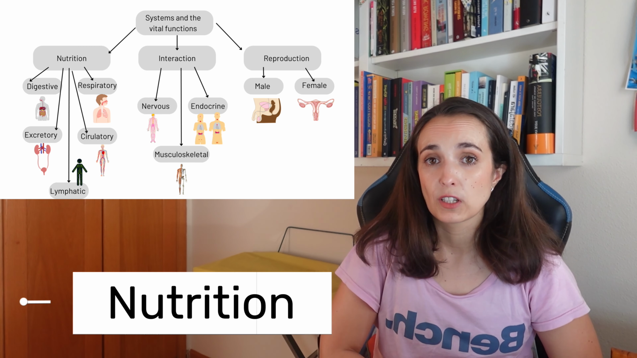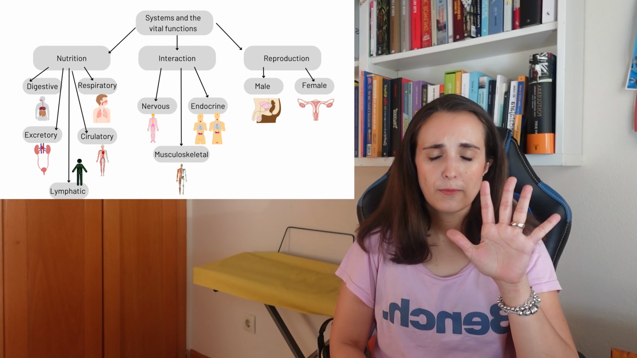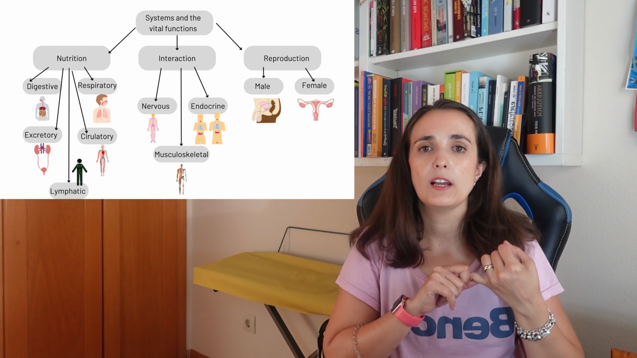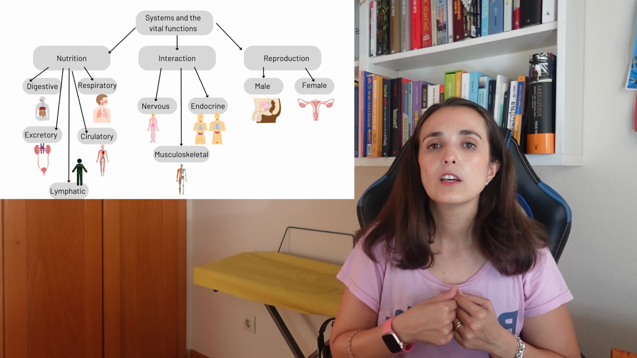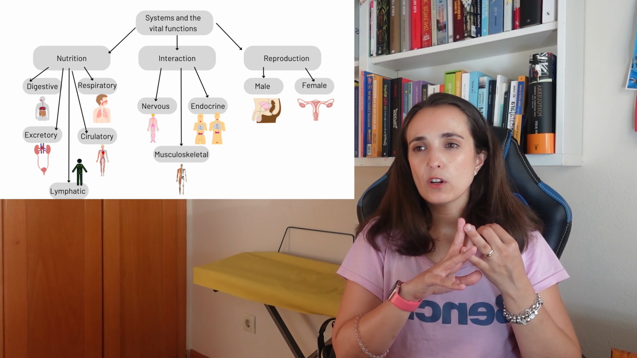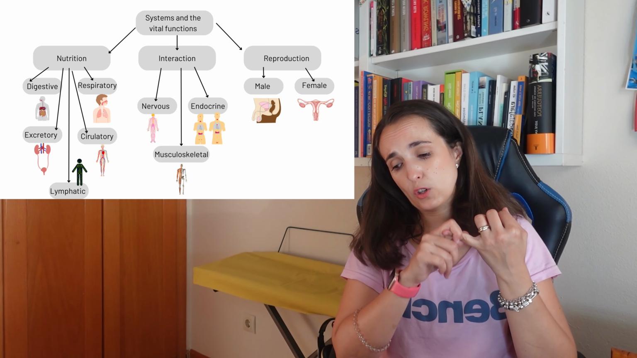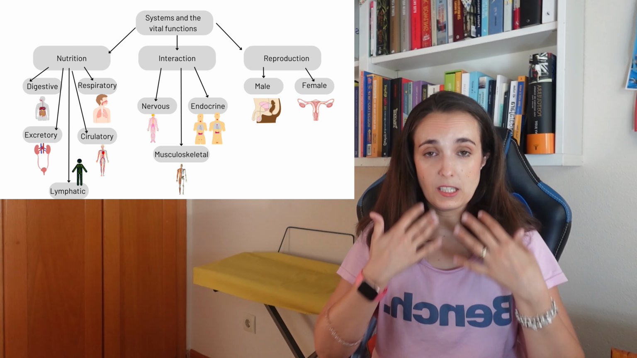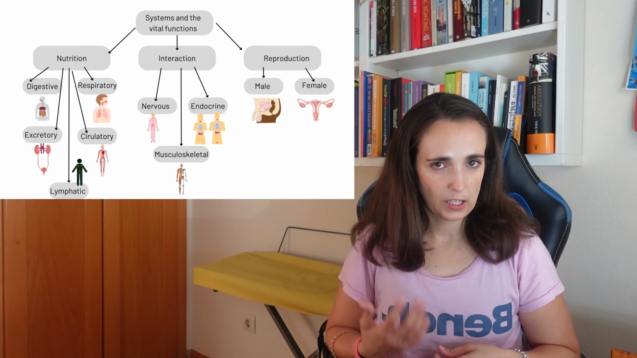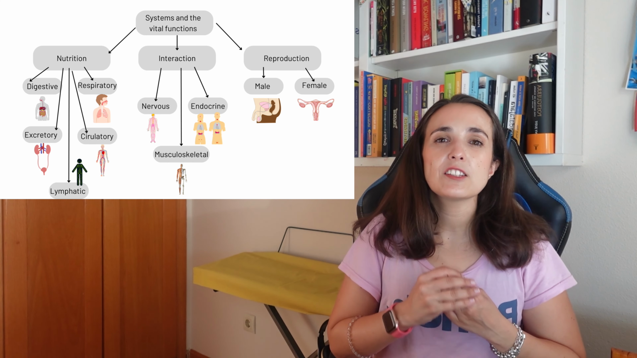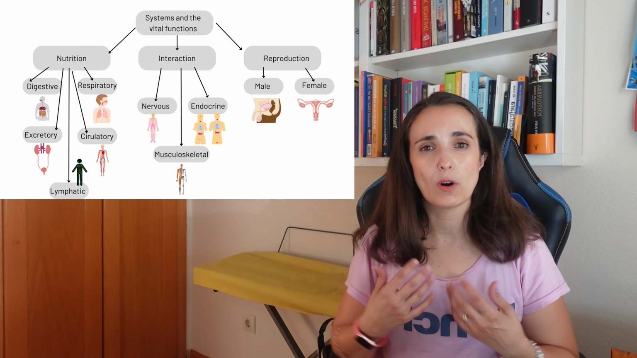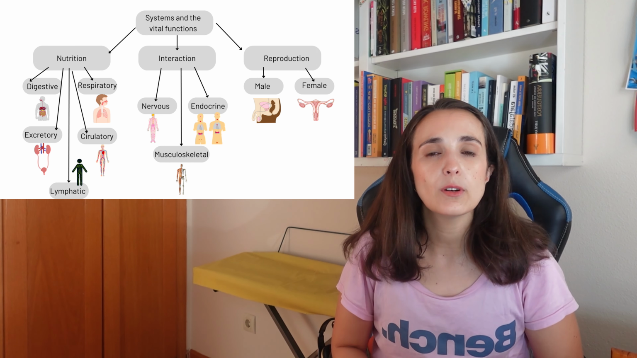Regarding the nutrition function, we have 5 main systems. Of course, the digestive system is the one that will help us get the nutrients we need to give them to our cells later. Not only do we need nutrients, we also need oxygen. So the respiratory system will be involved in getting that oxygen as well. Then we need something to transport all these nutrients and oxygen to all the cells in our body. That is the circulatory system.